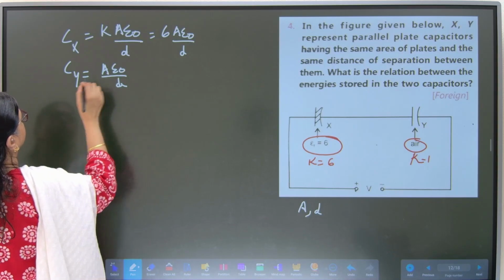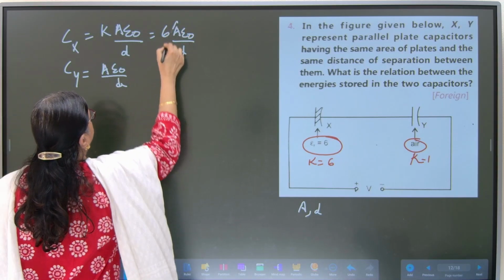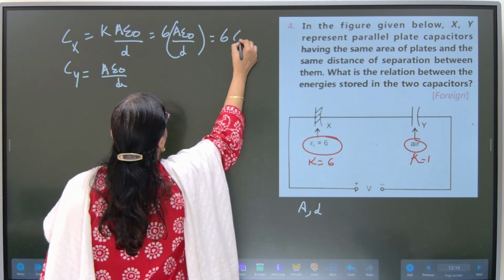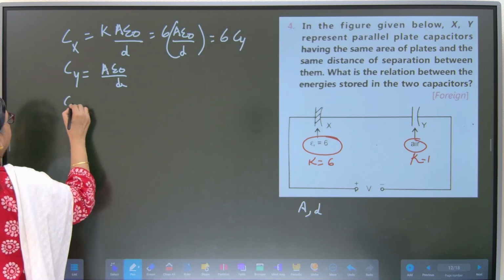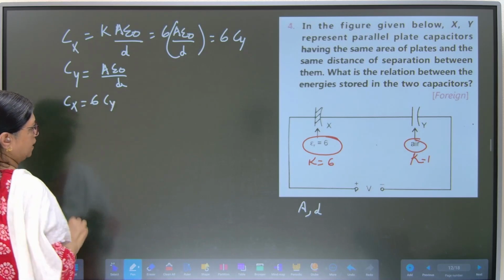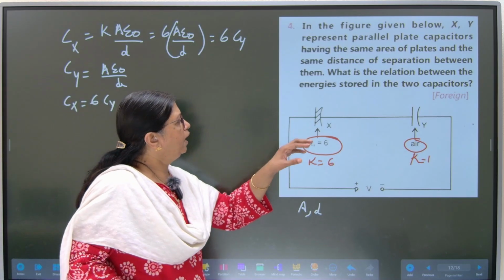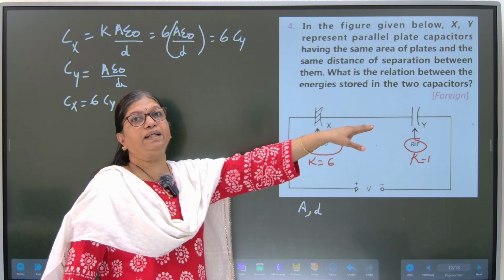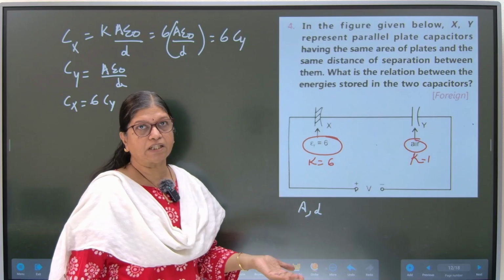Fine. Okay. So therefore we have made a relation between Cx and Cy. We can write here 6 Cy. So we have Cx is equal to 6 Cy. This is one information which we have got from the diagram. Now you can also see that both these capacitors are in series. So their charge should be same.